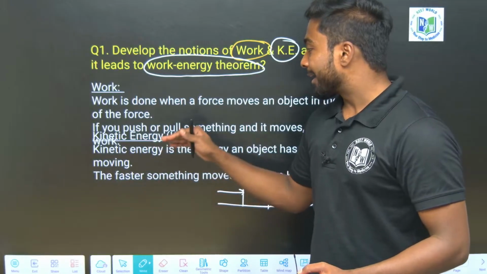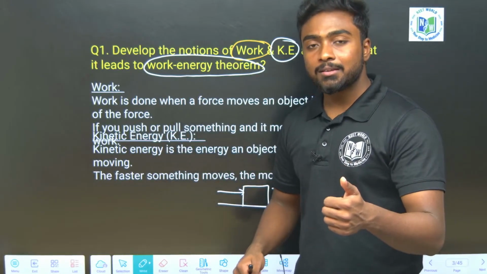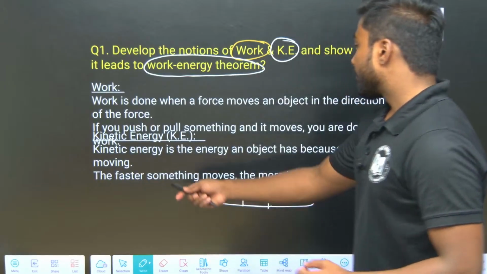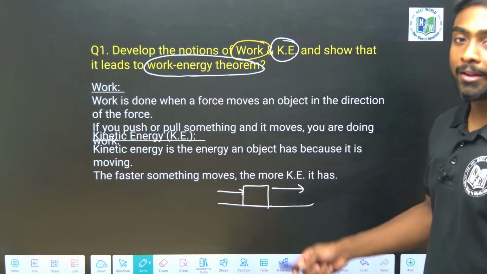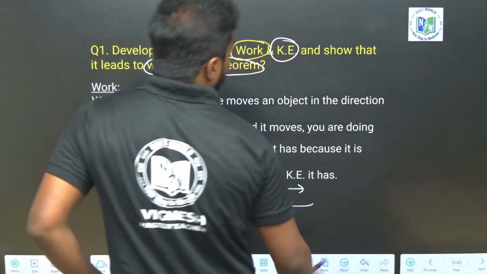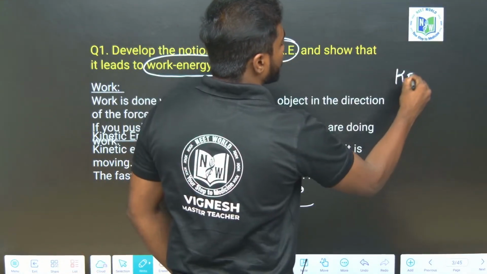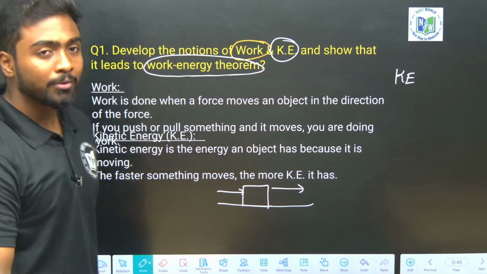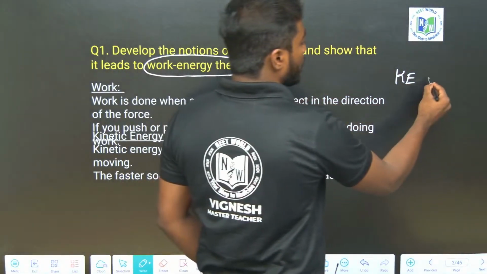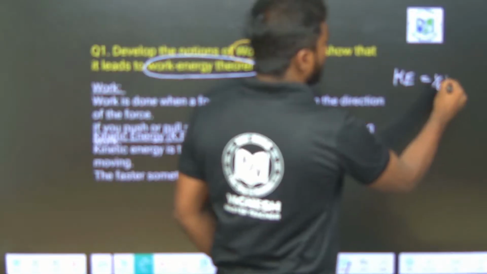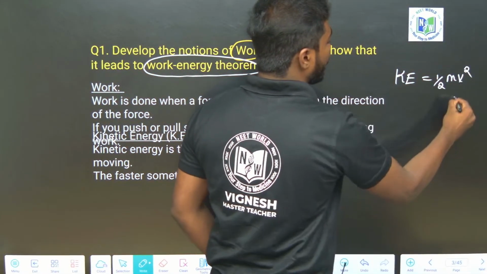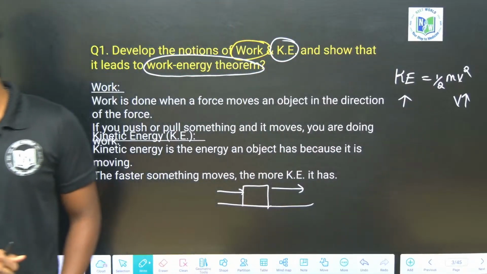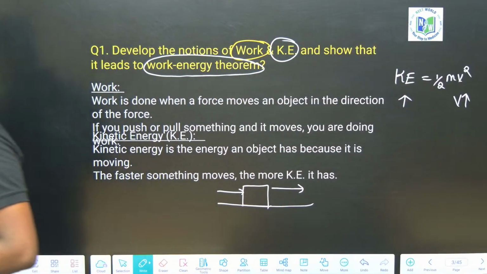Kinetic energy is the energy when an object is moving. The faster something moves, the more kinetic energy it has. We know the formula: kinetic energy equals half mv squared. If velocity increases, kinetic energy increases, that's why they said the last point.